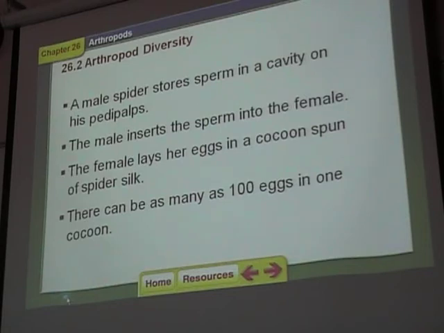A male spider stores sperm in a cavity on his pedipalps. The male inserts the sperm into the female. The female lays her eggs in a cocoon spun of spider silk. There can be as many as 100 eggs in one cocoon. Often you see the females pulling the cocoon around with them, attached to a thread of silk. Like a sled? Like a sled, yeah.